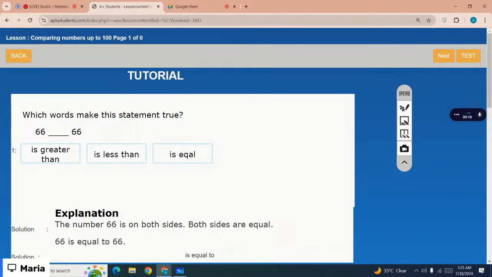They both are exactly equal, right? 66 is equal to 66. The correct option is equal. Let's just start with the test questions.